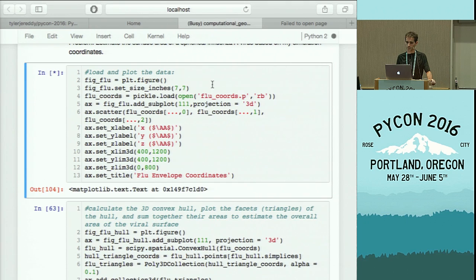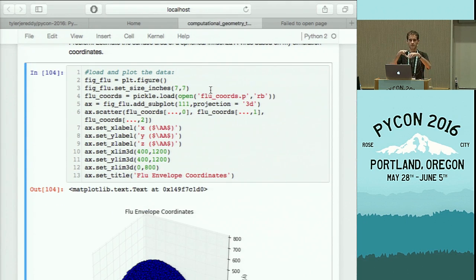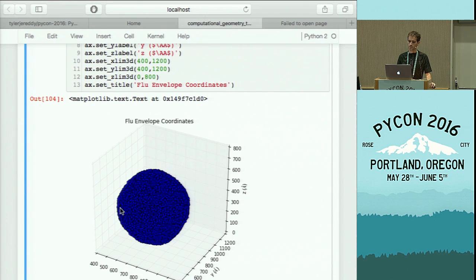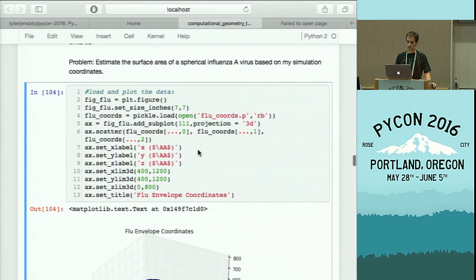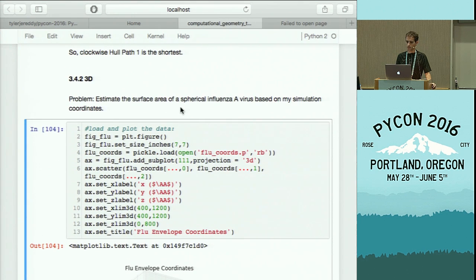It's a whole bunch of points. These are all the protective molecules that cover the surface of the virus. So the envelope coordinates, its genetic material would be inside. And the question that we're asking is, what's the surface area of the virus?